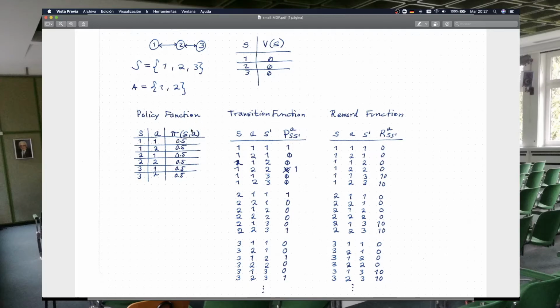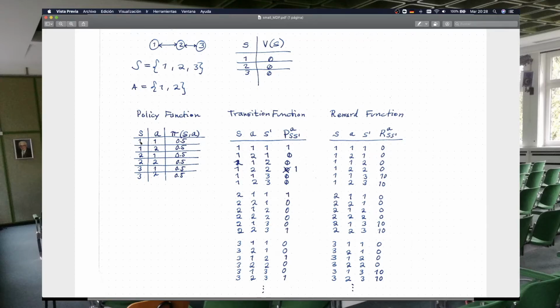Here is the definition of the policy function, which is the pi function. Here is the definition of the transition function, or the p function, and here I have defined the reward function. So in the case of the policy, you need an entry for each pair of state and action. Since we have 3 states and 2 actions, 3 by 2, that's 6, so we will have 6 entries for each of the combinations of state and action.